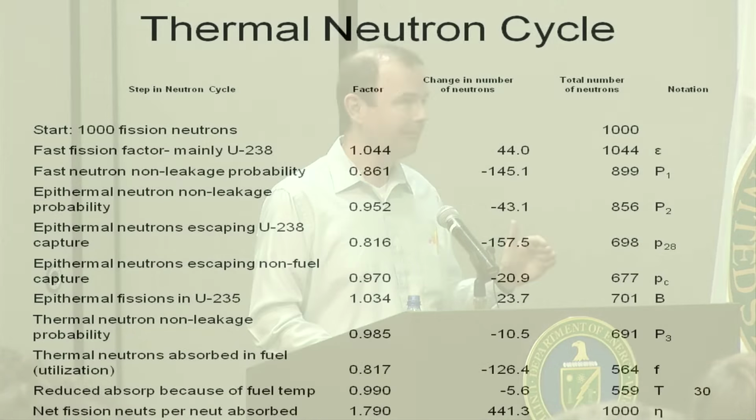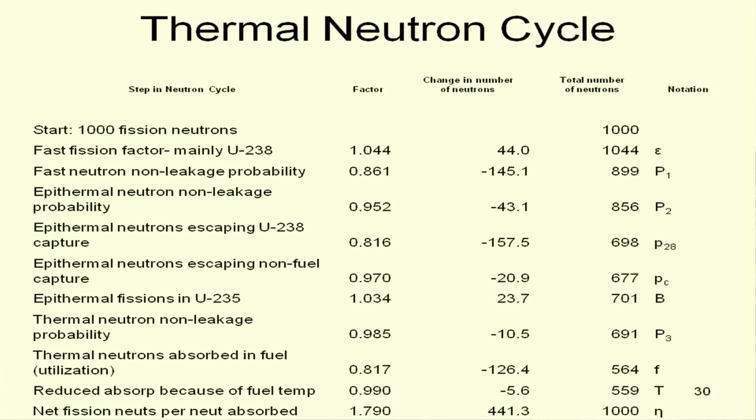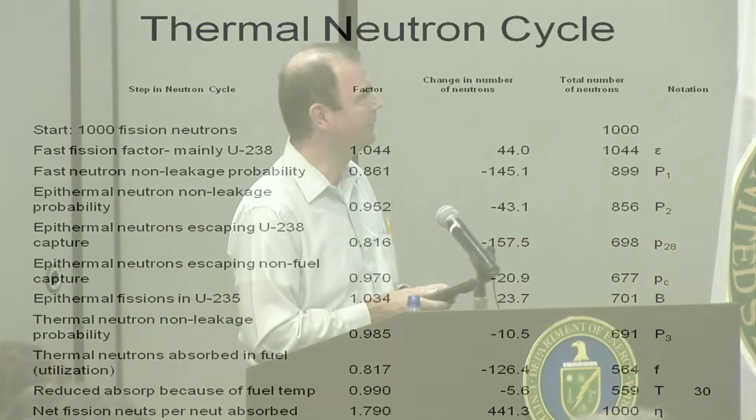Now I want to talk a little bit about this. This is sort of the life of 1,000 neutrons in a thermal reactor. That's what this chart gets to, if I can avoid pushing the wrong button. And so we're going to start up here with 1,000 neutrons. Well, the first thing in this reactor is there's some probability U-238 is going to fission from the fast neutrons. And that's about 4% or something. So you gain yourself 44 neutrons.